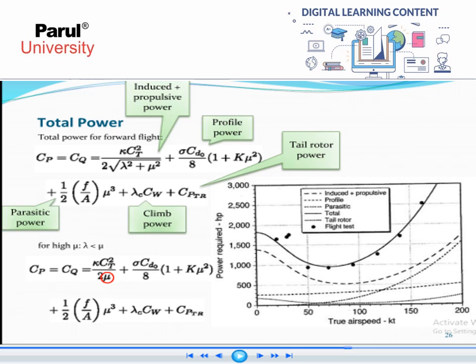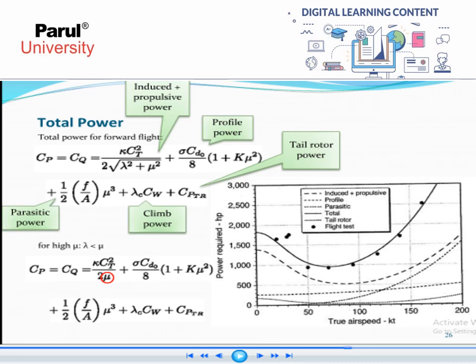Right? Now for high mu, lambda is less than mu, then Cp is equal to Cq is equal to kCt square divided by 2 mu plus sigma CD naught by 8 in bracket 1 plus k mu square plus 1 by 2 F by A mu q plus lambda C into CW plus CPTR.